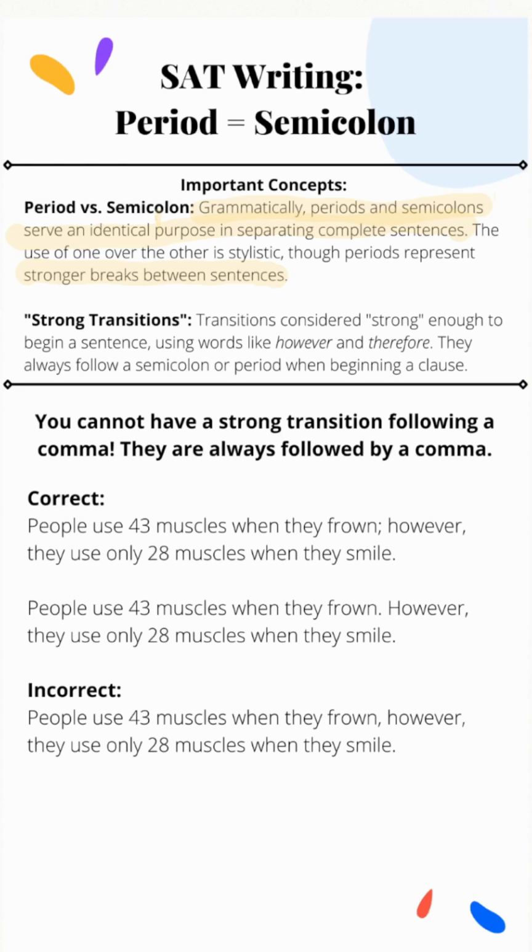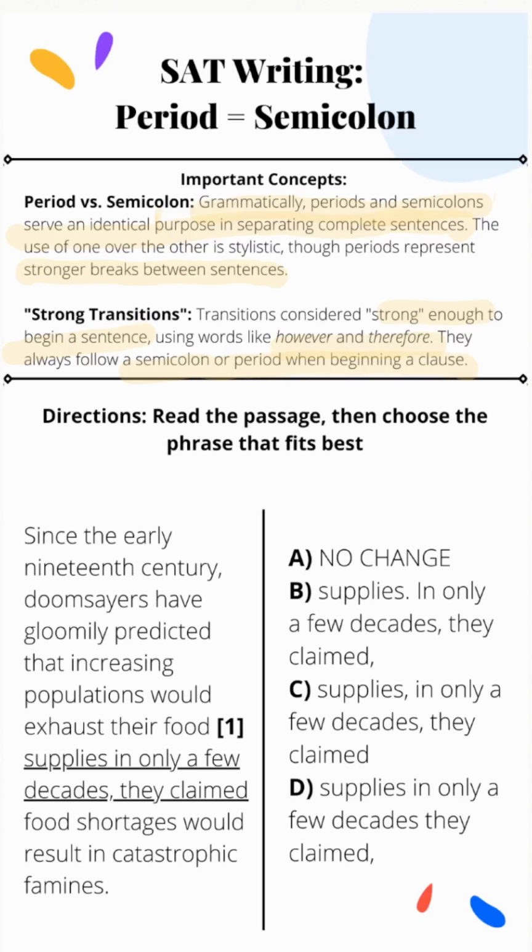Now, we also have strong transitions, and transitions considered strong enough to begin a sentence use words like however and therefore, and they always follow a semicolon or period when beginning a clause. Just looking down here, you cannot have a strong transition following a comma, and they are always followed by a comma. So we have the correct usage here: semicolon, however, comma, or period, however, comma. We have that strong transition opening up a clause. However, the incorrect usage would be comma, however, comma. That is not correct. Now let's look at the question below to get some practice in.